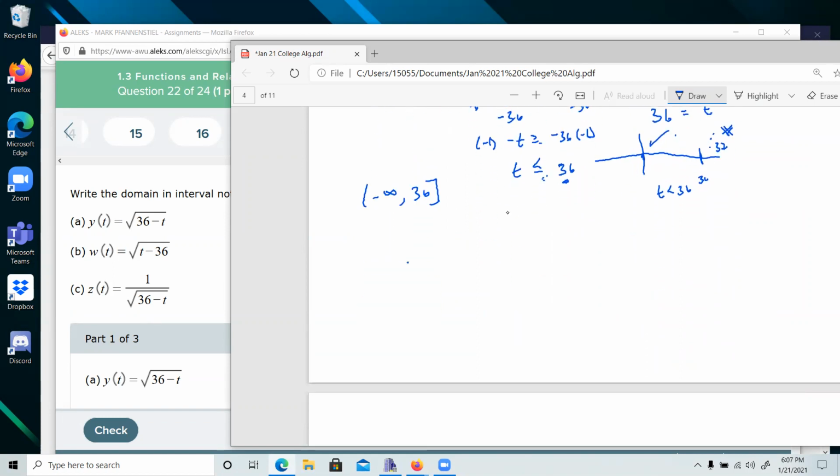What about this one? What about w of t is equal to the square root of t minus 36? This one's a little bit easier to see, especially since we've done this one, right? If I pick numbers that are 36 or bigger, this will be just fine. But if we pick numbers that are smaller than 36, like 35, then we're going to have negative numbers here. So it's not going to work. So t has to be bigger than 36. But again, it can include 36. That's what this little equal sign here means, is you can include it. So we're going to say 36 off to infinity. Okay?